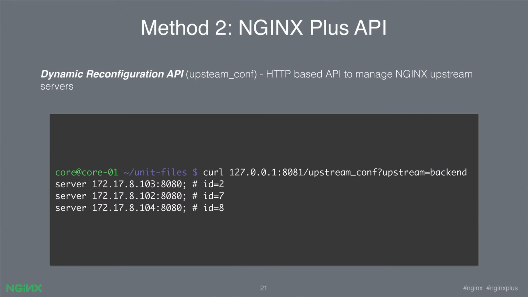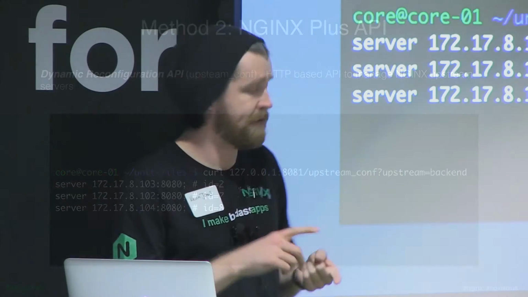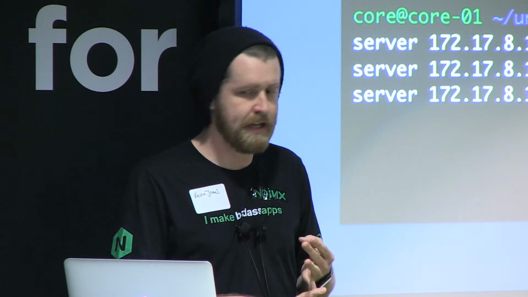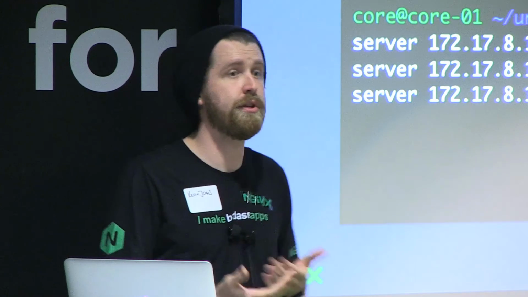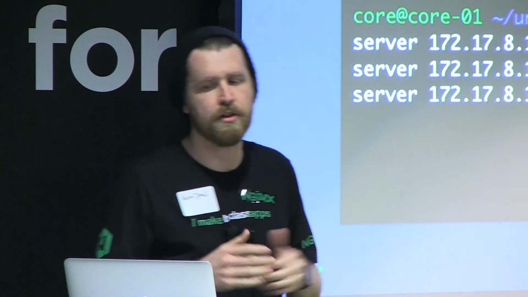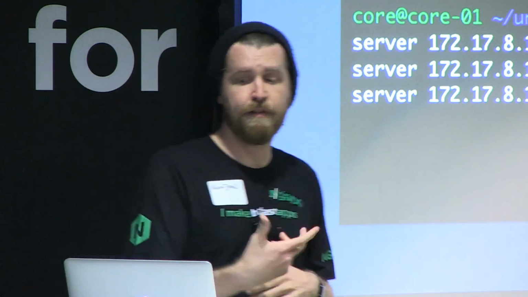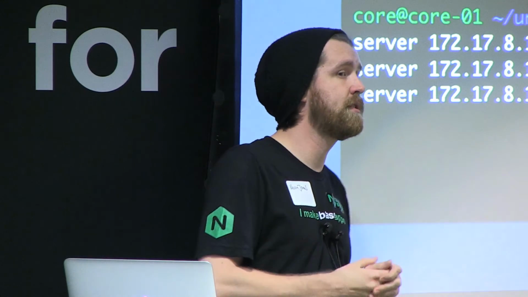Although with our method today and what we're going to be doing in the demo, we're actually going to be using our dynamic reconfiguration API. This is a really simple HTTP API that allows you to manage the upstream servers all over HTTP. You can do things like add, remove, mark up, mark down, adjust weights. And the key thing about this is it doesn't actually restart NGINX. So all these changes are actually made in memory and are reflected without the need to restart the services.